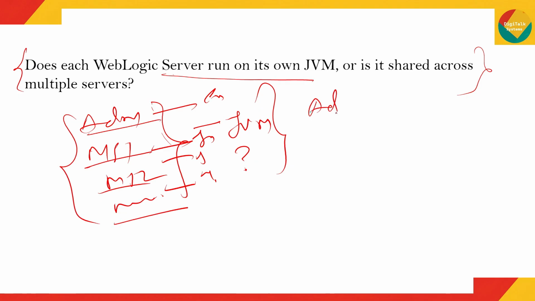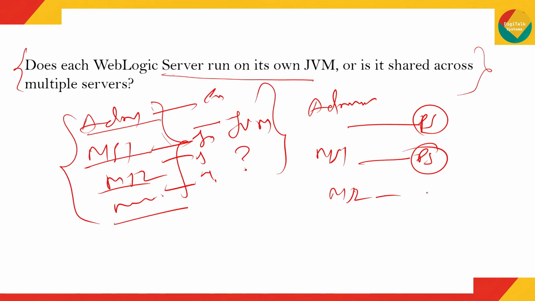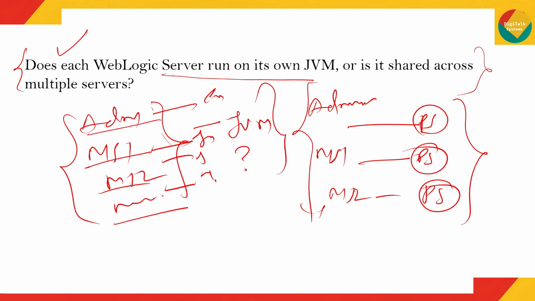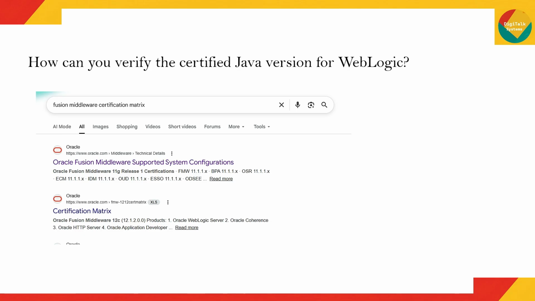Because we know when we start any server, if you start the admin server, you will see a process of that in the OS. If you start managed server 1, there is a corresponding process on your OS. You start managed server 2, there would be a corresponding process in your OS, right? So that means every server starts on its own JVM. Those are completely independent.